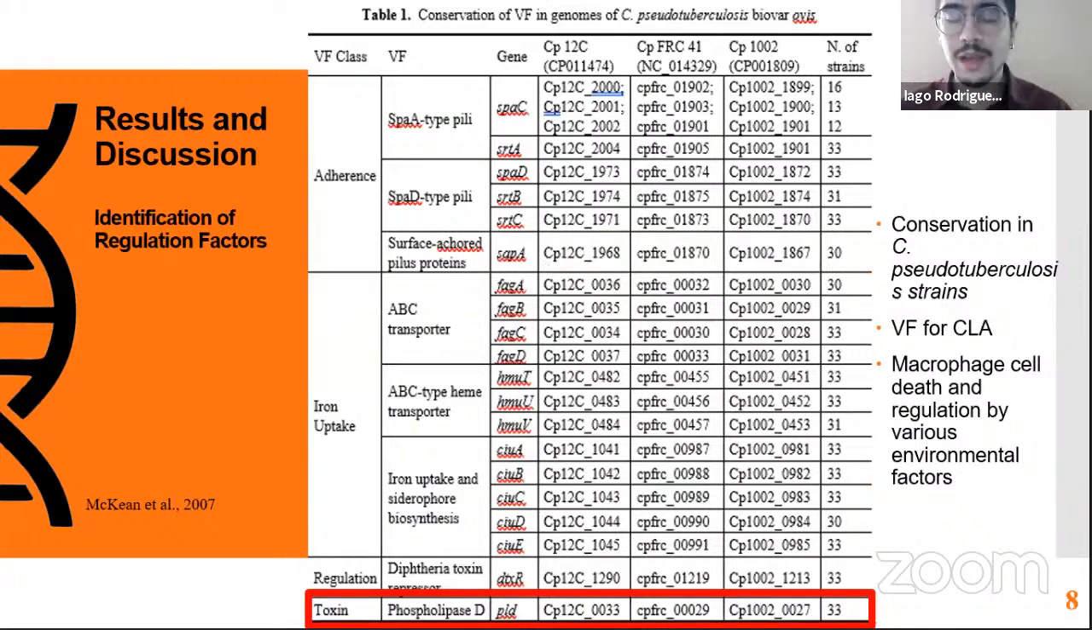Continuing to the last part, we highlight the toxin PLD, or phospholipase D, which is the major virulence factor for caseous lymphadenitis and is placed in a pathogenicity island, or PAI. We could see it is present in all of our analyzed strains. It's known to cause host macrophage cell death, and it can be regulated by environmental factors, for example temperature, molarity, and pH. So we can highlight the importance of these virulence factors, as most of them are conserved in almost all of our analyzed strains in this genomics study.